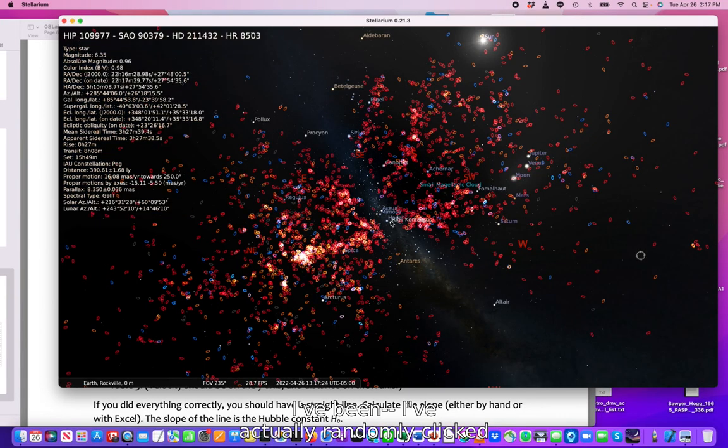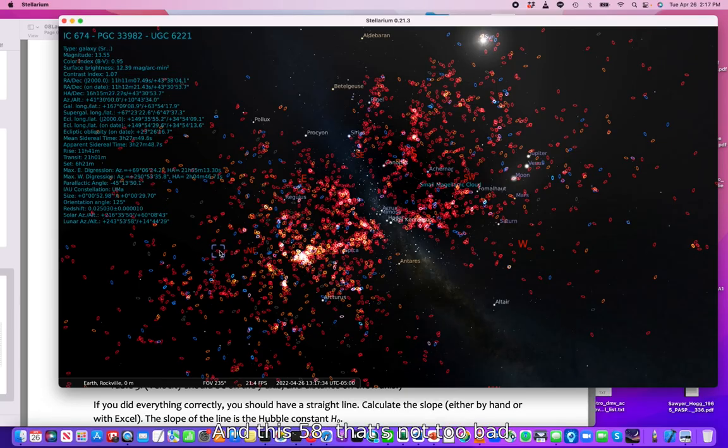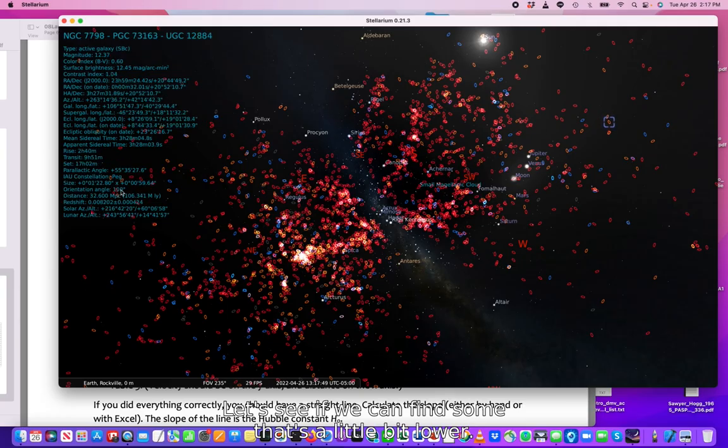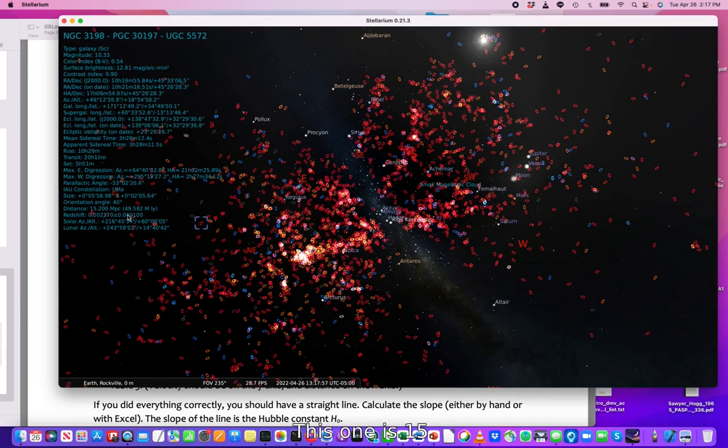I've actually randomly clicked on this for a while. For example, I clicked on this NGC 63 and this 58. That's not too bad. This one, okay. Some galaxies actually don't have a distance given. I do not know why, but it's not given. This one is 45. It's not too bad. Let's see if we can find some that's a little bit lower. Okay, this one is 32. Let's see. So right, you just go through it. This one's 15. Oh, that's not bad because we had 70 before and now it's 15.